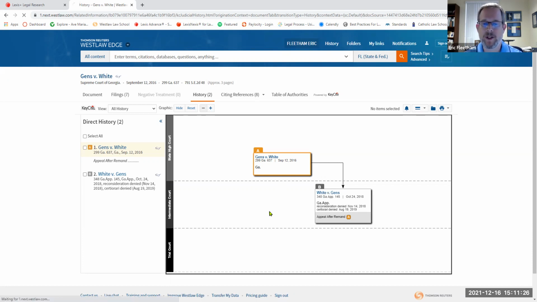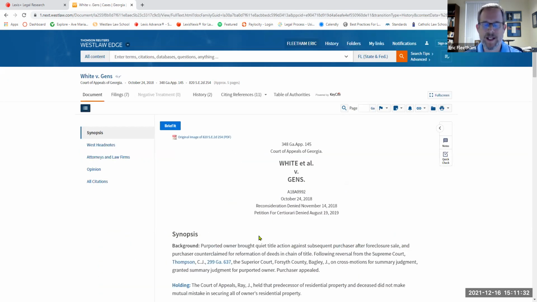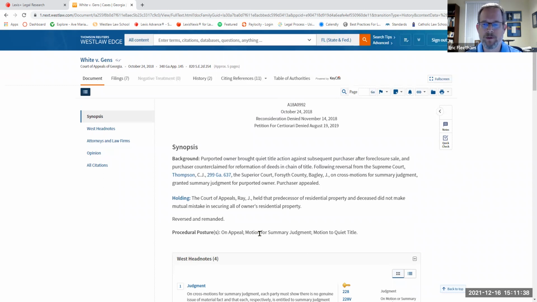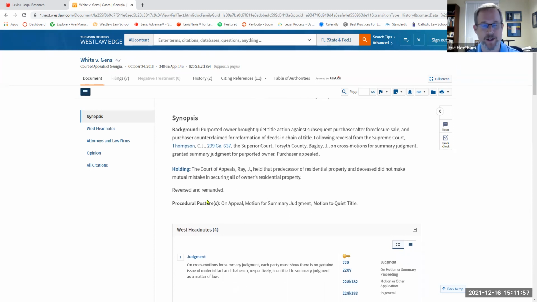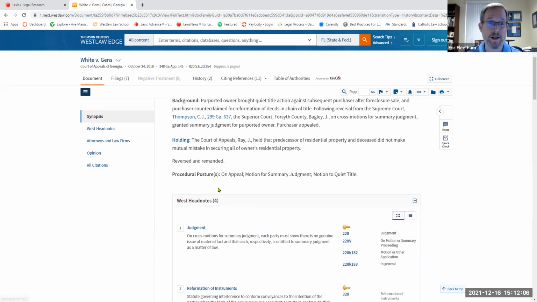Case B, White v. Jens. And this one is decided on November 14, 2018. And right in the synopsis, it tells us, following reversal from the Supreme Court, the Superior Court, trial court, in other words, granted summary judgment for the purported owner. Purchaser appealed. All right. And then on appeal, the result is reversed and remanded. So it's going back to the trial court again. Okay. So that is how it works in Westlaw.